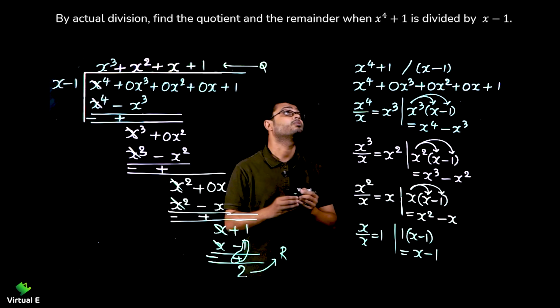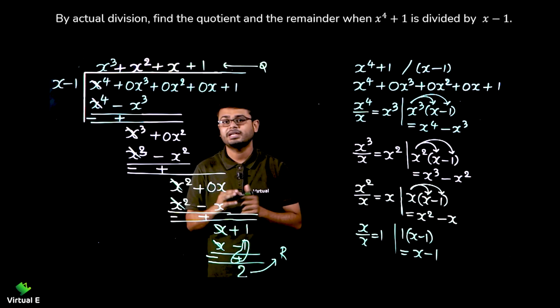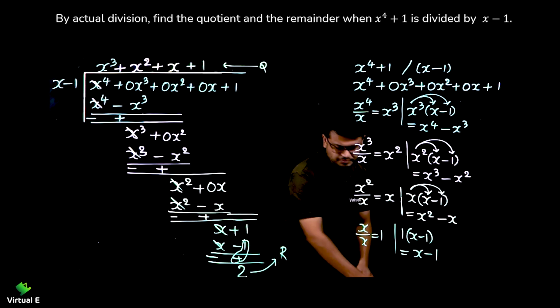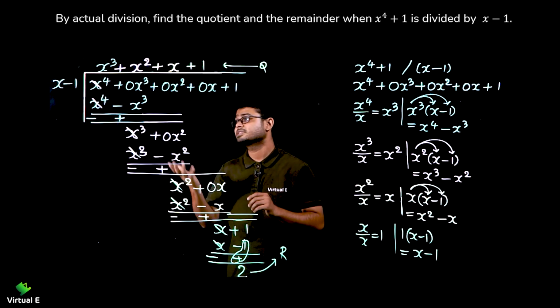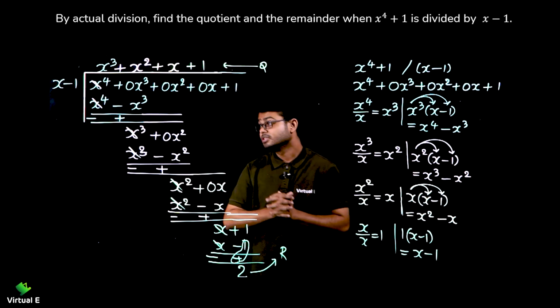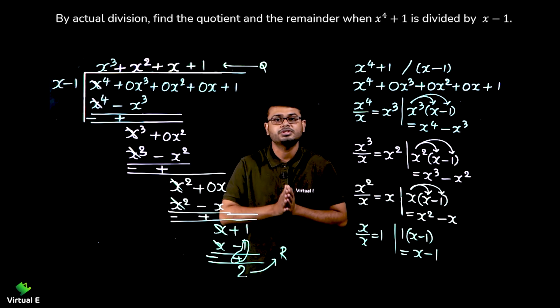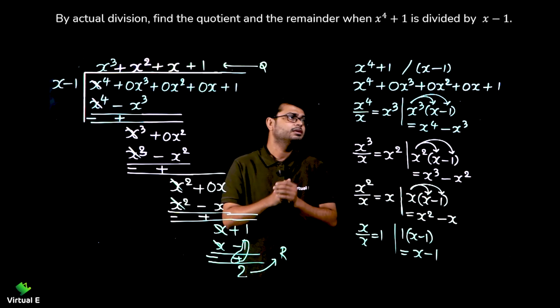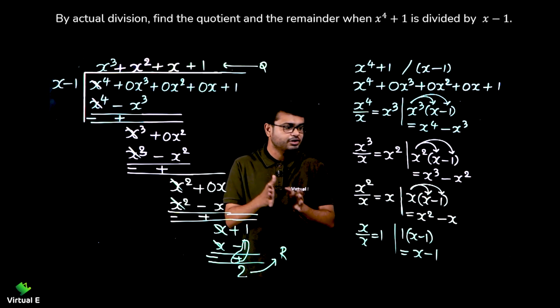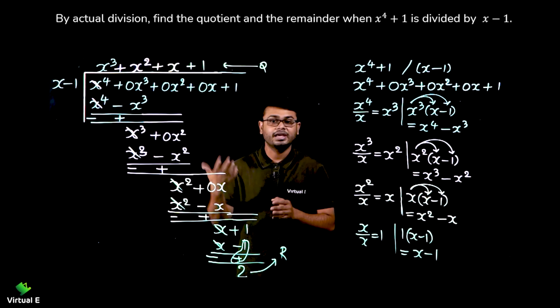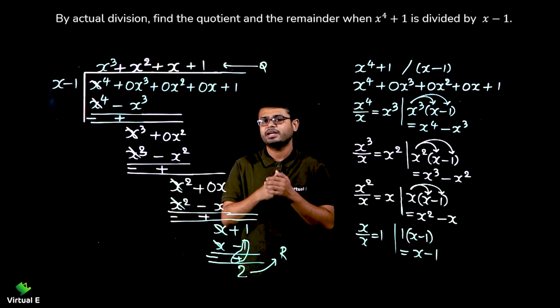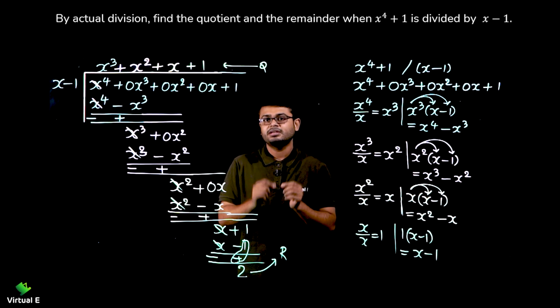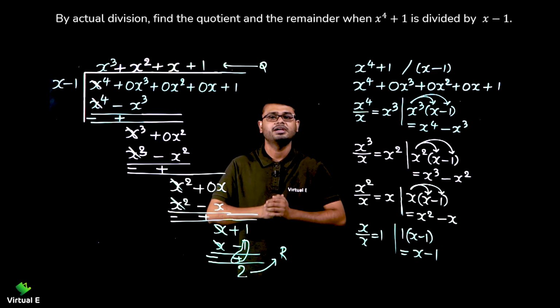I think this is what we need to find: the quotient and the remainder by the actual division. This is the actual division that we did. So this is how we do the long division method. These questions are possible and we are going to use this method again for the cubic polynomial to find the zeros. Now let's discuss one very important theorem, which is the remainder theorem.